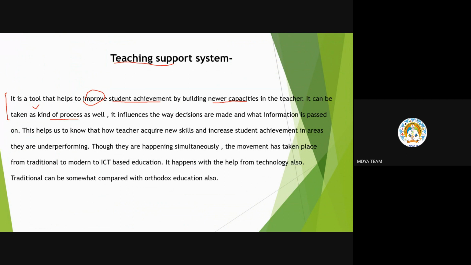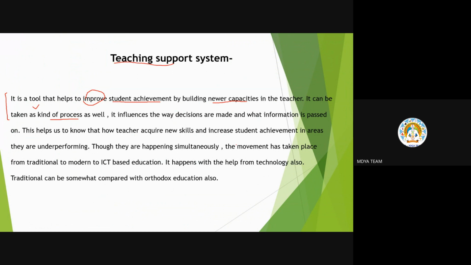Like there is a question: teaching is an art as well as a science, and teaching is a one-time process or teaching is a continuous process. Okay. So teaching support system is a tool as well as a process. It influences the way decisions are made and what information is passed on. This helps us to know how teachers acquire new skills and increase student achievement in areas they are underperforming.